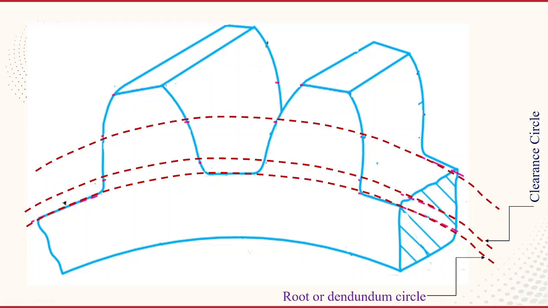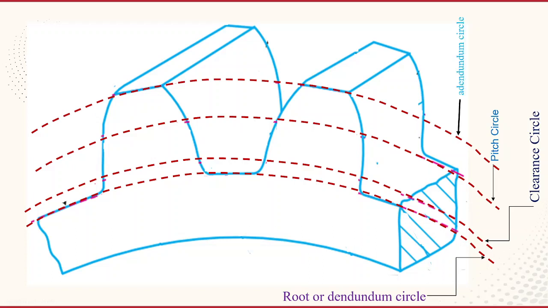Then at the center of this gear, you have to draw one more circle. That circle is known as the pitch circle. Then the top circle is known as the addendum circle. So these are the four important circles. With the help of these important circles, we are defining the other terminology.